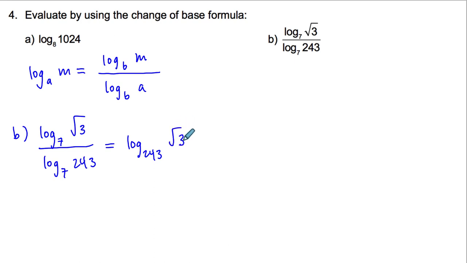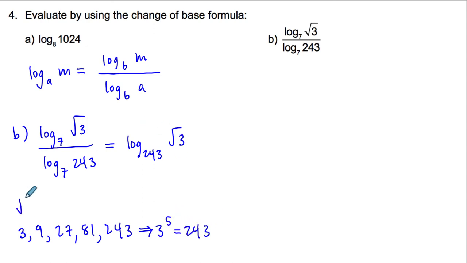Now, if we know our number facts, we see that 243 belongs to the perfect power of 3 sequence: 3, 9, 27, 81, 243, etc. And so this tells us that 3 to the exponent 5 is equal to 243. We can also see that the square root of 3 can be written from radical notation to exponential notation, where the radical means we have a square root, and therefore we have an exponent of 1 and an index of 2, giving us the fraction exponent 1/2.